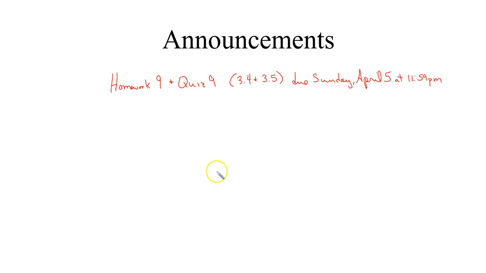Hello, business calculus students. Today we will talk about section 3.4, which has to do with absolute maximums and minimums of functions. This is the first material on homework 9 and quiz 9, which also will include section 3.5.